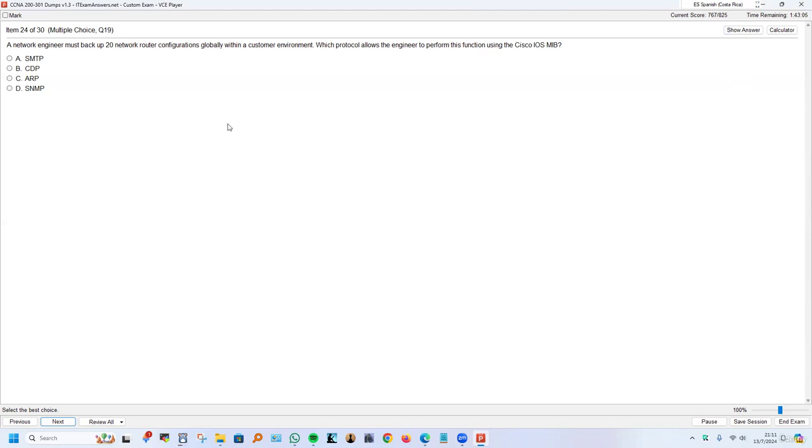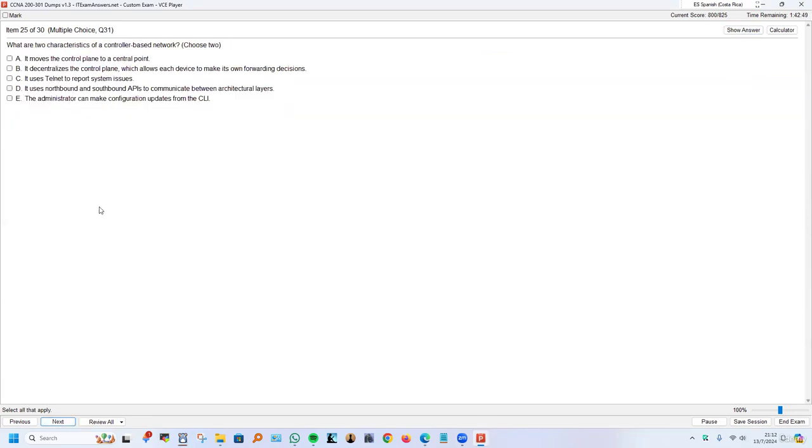A network engineer must back up network configurations within the customer environment. Which protocol allows the engineer to perform this function using Cisco IOS MIB? SNMP, if I'm not mistaken, and let's go with the next one.